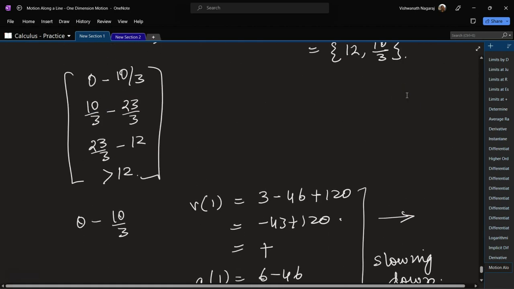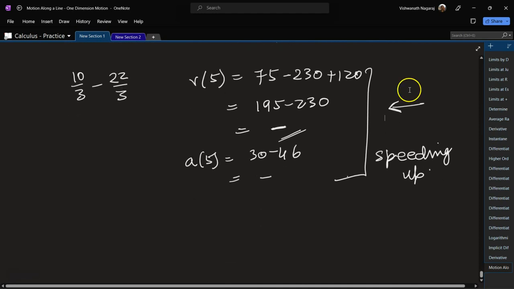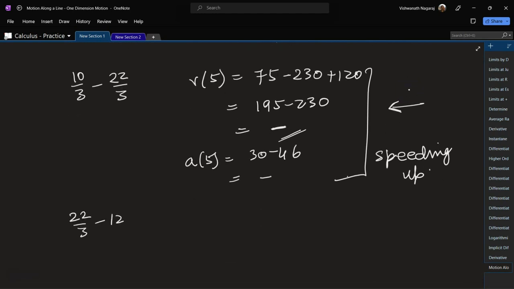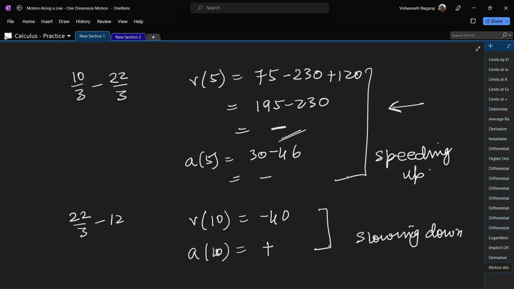Okay. Any other intervals? Now 23 by 3 to 12. So what shall we take? This is 7 point something to 12. So let's take V of 10. V of 10 is going to be, I'm just going to write the result, minus 40, and A of 10 is equal to a positive number. Again, opposite signs, so slowing down, and the velocity is negative, so moving to the left.